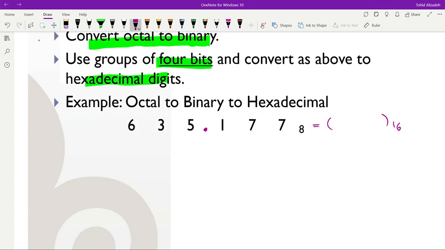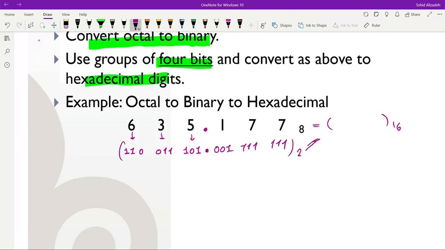For each digit in the octal, or base 8, we will use 3 digits in binary. So we will use the intermediate base of 2. For 5, we will have 101. For 3, we will have 011. And for 6, we will have 110. And similarly, for the digits in the fraction part, we will have 001, 111, and 111. So this is what we have in binary.